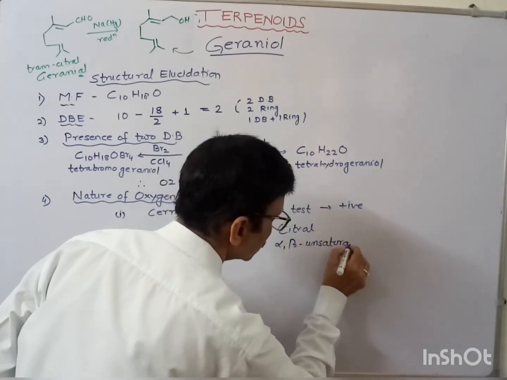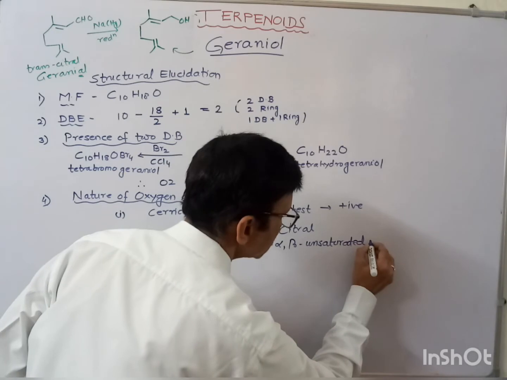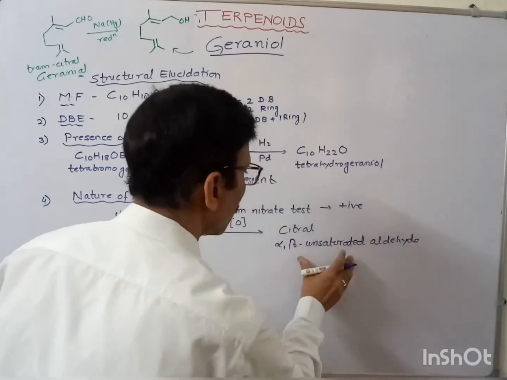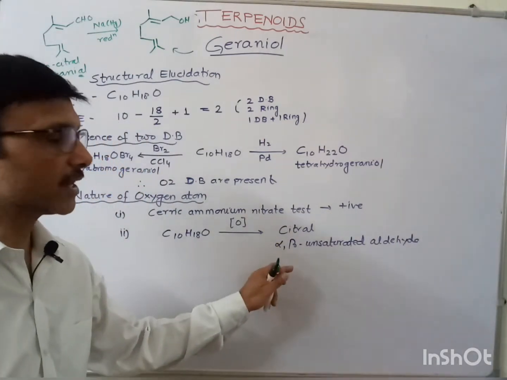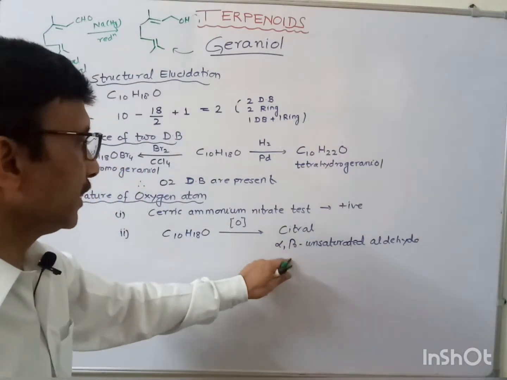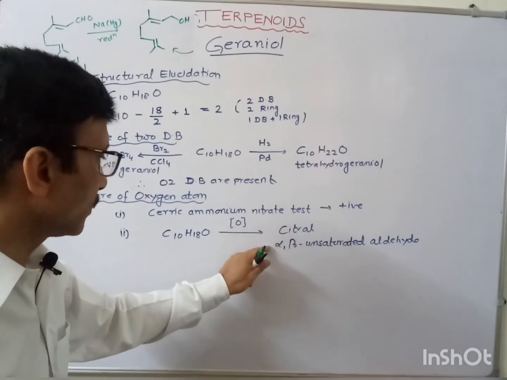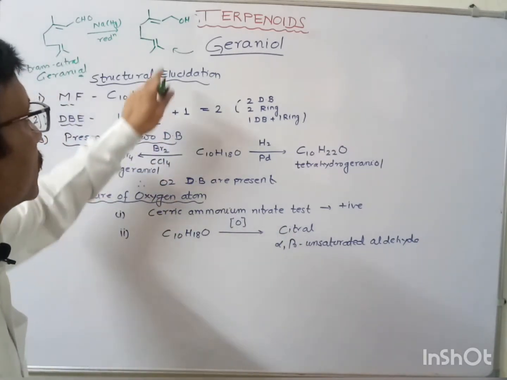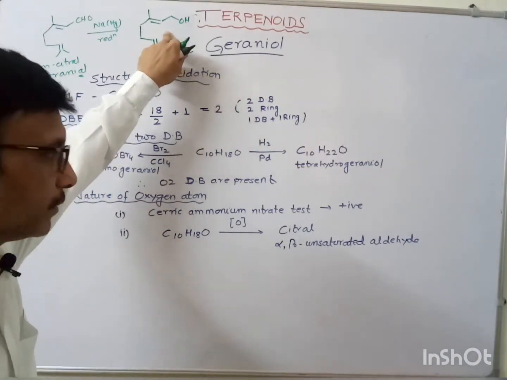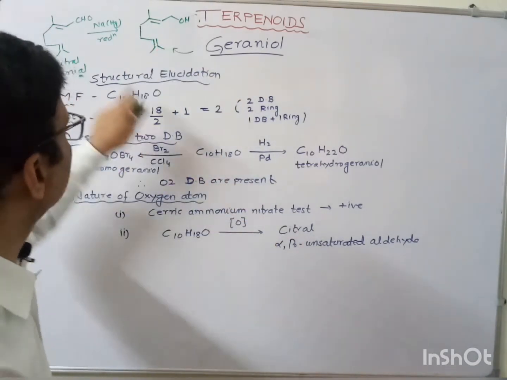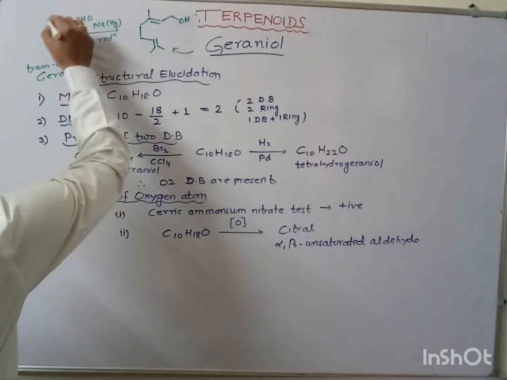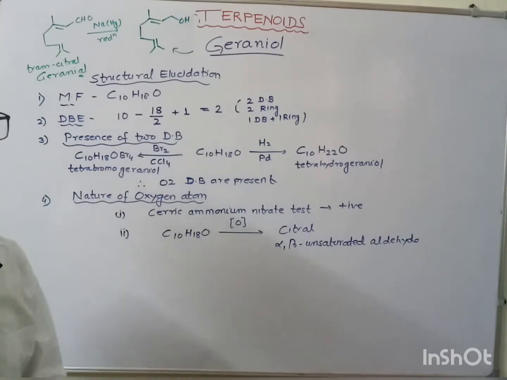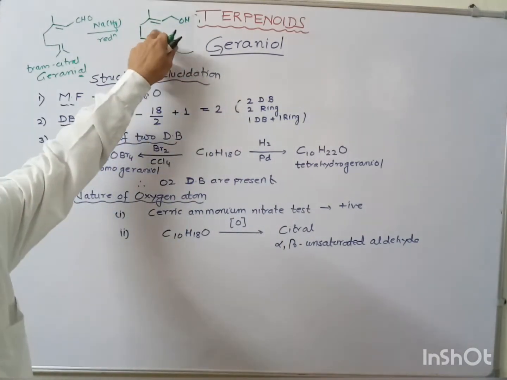Citral was obtained, which is an alpha beta unsaturated aldehyde. So the formation of this alpha beta unsaturated aldehyde group in citral confirms the presence of an allylic alcohol group. It means if an alpha beta unsaturated aldehyde group is present in this citral, then this OH is the allylic OH.